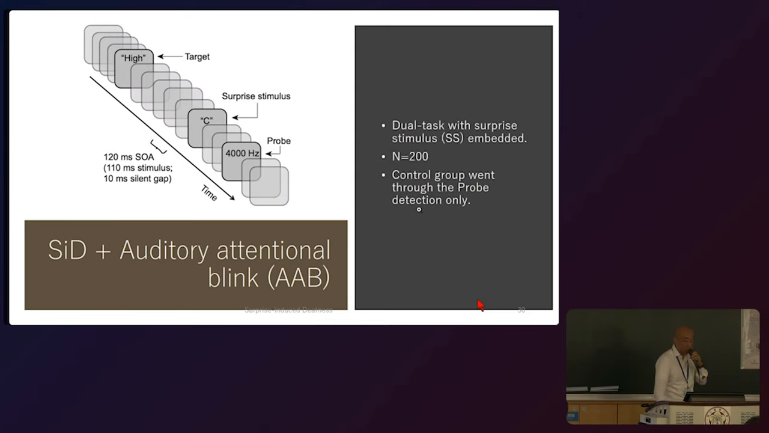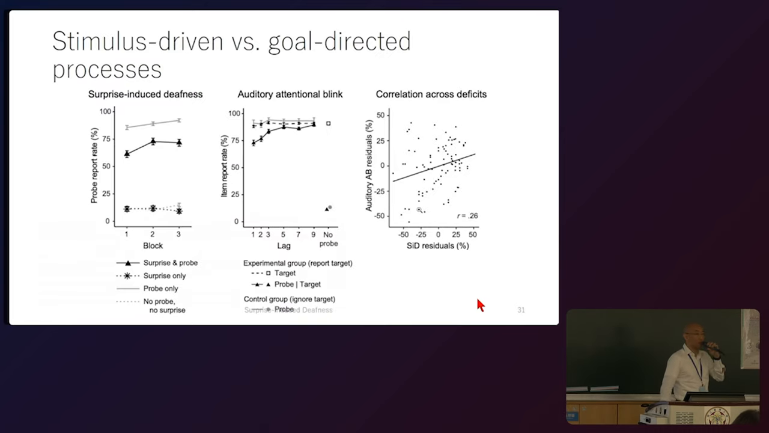So 200 people, and then a control group, which didn't have to do T1. That's the standard manipulation for attentional blink: in the control group, we remove the T1 task to see what it's like without goal-directed interference to do the T2 task. Sorry, it's getting a bit confusing, but this is what we got.